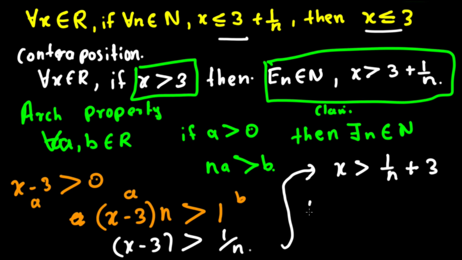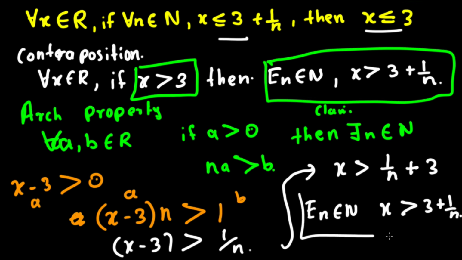So by that we can say there exists an n belongs to a natural number such that x is greater than 3 plus 1 over n. So we proved this statement, right? We proved this one, we proved the claim. If we prove the claim of the contraposition, it automatically means the statement is also true. And that's how we do the proof question using Archimedean properties.